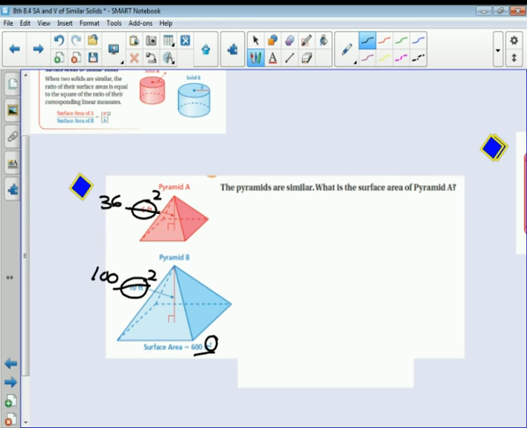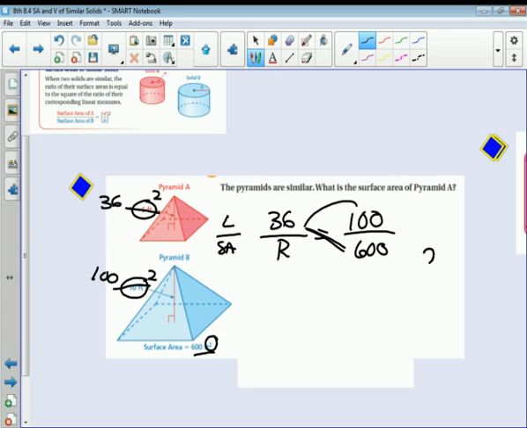Okay, now if I set it up, I like to do my red information in one ratio and my blue in the other. So I would do my linear measure over my surface area. My linear measure was 36 over my surface area, which I don't know, so I'll put an R, is equal to my linear measure of 100 over 600, my surface area. Take note, I'm still doing 600 times 36 and dividing it by 100. That's still going to give me 216. And then the label was feet squared. I like to square it first. Visually, it's just easier for me to look at. You have to decide what you want to do.